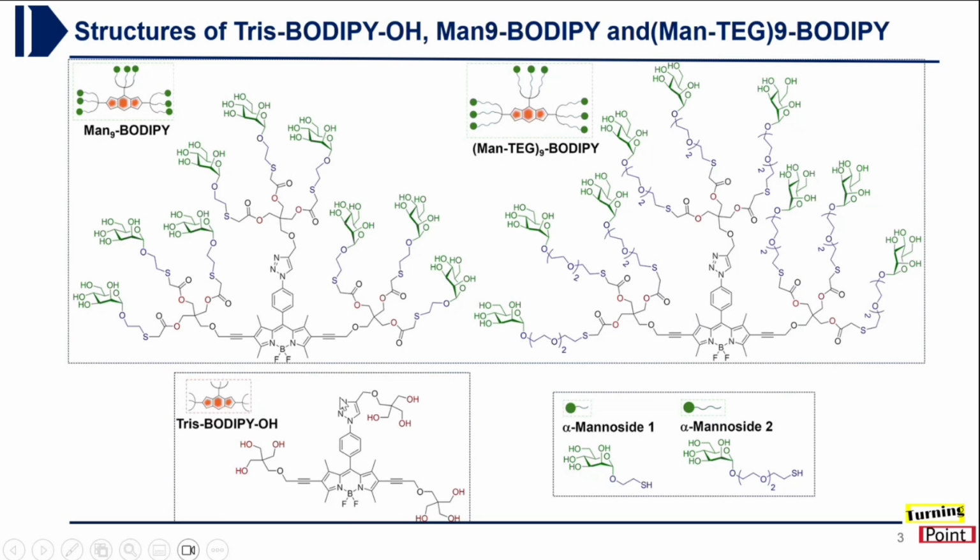For that purpose, they first used α-mannoside 1. Then with this α-mannoside 1, they did the substitution reaction with the BODIPY core, and they got the man9 BODIPY. In the second case, they used this α-mannoside 2, did the same reaction, and got the man tetraethylene glycol BODIPY. So these two BODIPYs they have synthesized.